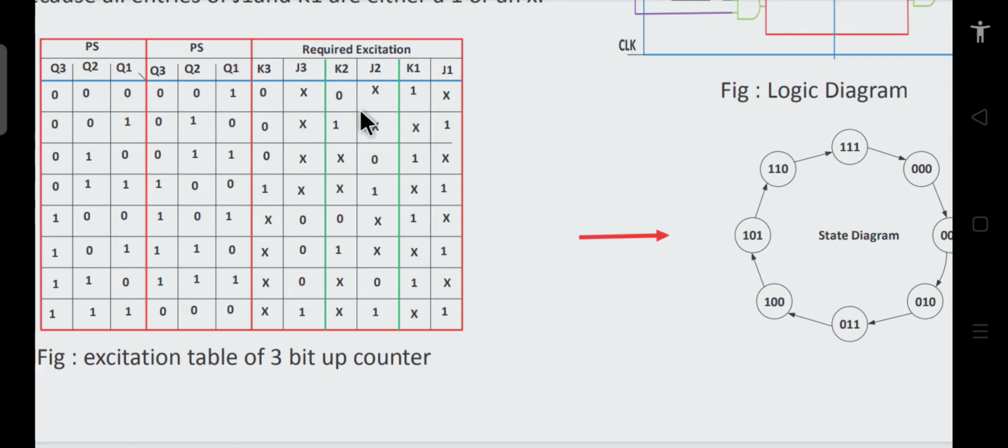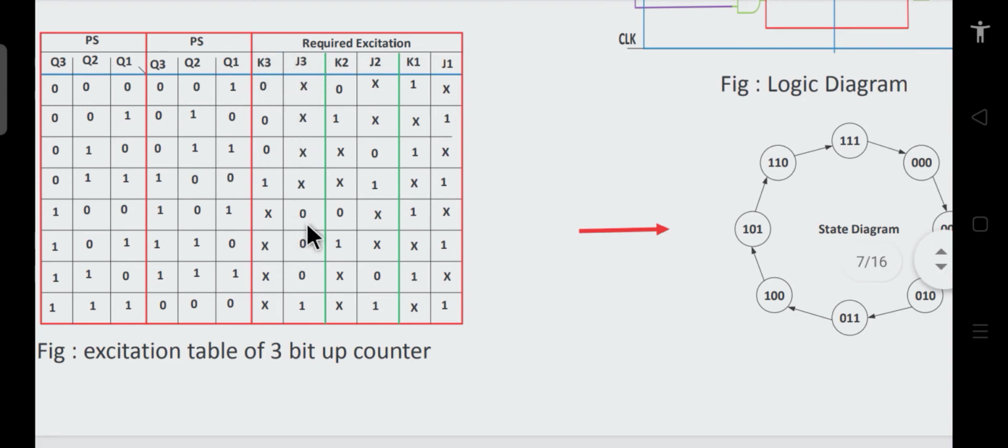So here you can see that using the same JK flip-flop excitation table, when Q1 moves from present state to the next state, these are the inputs we have to apply on the first flip-flop, J1 and K1. When Q2 moves from present state to the next state, these are the inputs we have to apply on J2 and K2. Whereas when Q3 moves from present state to the next state, these are the inputs we have to apply on J3 and K3. So this is what we know.